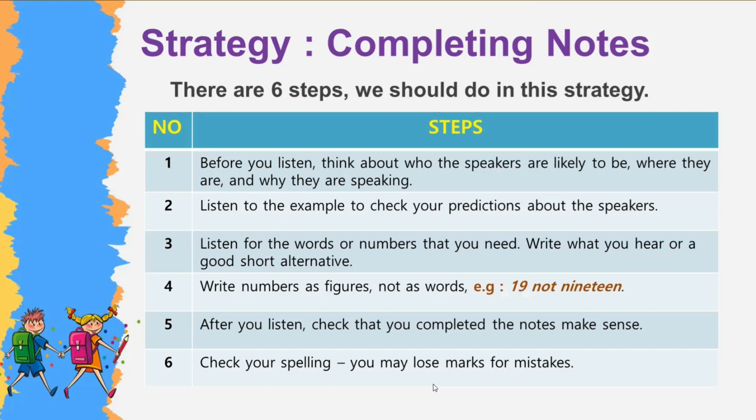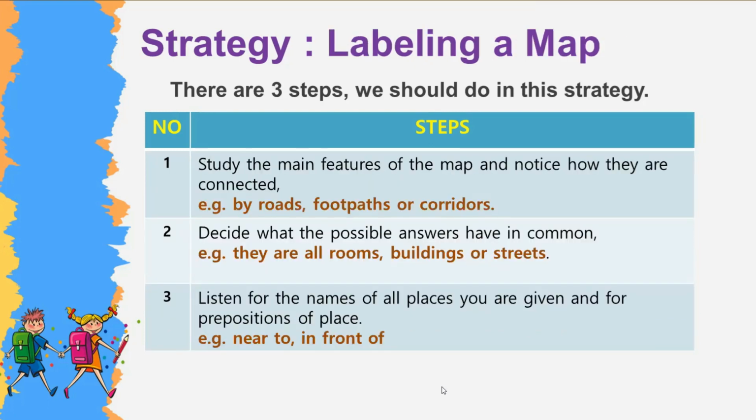We come to the next strategy, the second strategy, which is about labeling a map. In this strategy, there are 3 steps that you should do. The first is to study the main features of the map and notice how they are connected, because the format here is a kind of map, so you need to study the main features. What are the main features? You can take a look, for example, at roads, footsteps, or corridors. Okay, this is the example about the map.